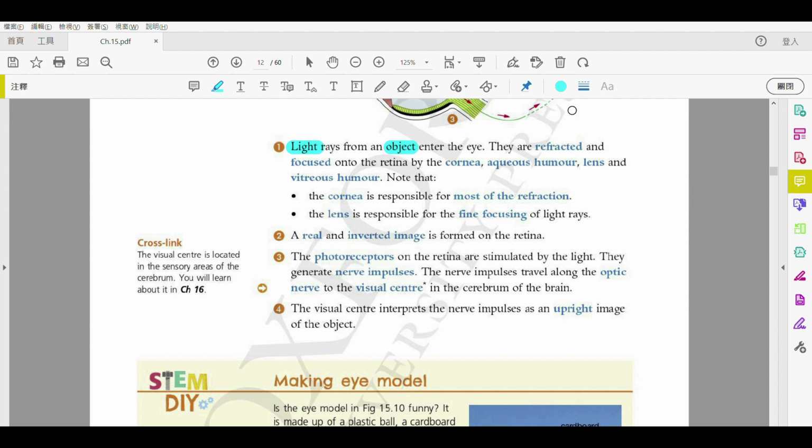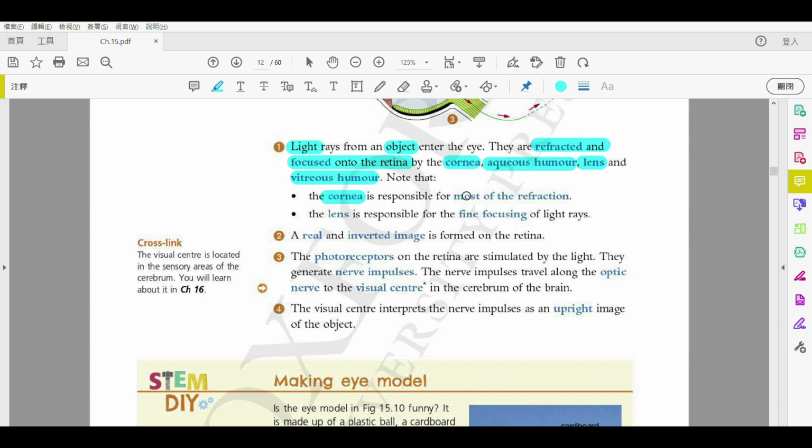The lights are refracted and focused onto the retina. Again, this phrase. And because of three different structures, one of them is the cornea, and then the lens, and then there are two humors. One of them is called the aqueous humor, the other is called the vitreous humor. And then it's quite important to remember this.